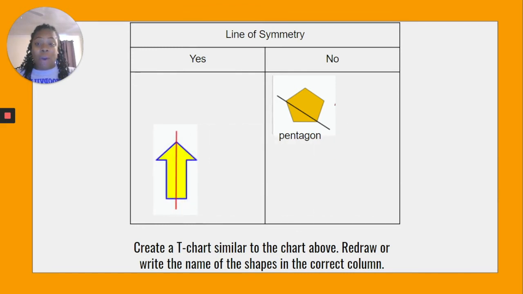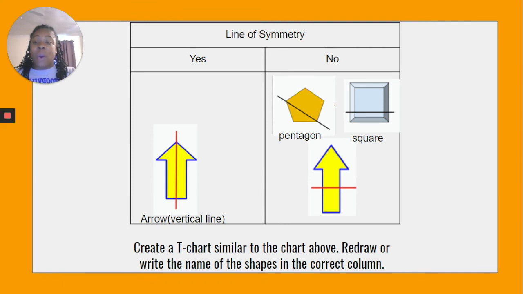Our arrow with the vertical line, I placed in the yes column because both sides show congruency. Our next shape is the square. A square, as we know from number 1, has 4 lines of symmetry. But look at the way the line of symmetry was drawn. The top does not match the bottom. They do not mirror each other. And for that, I had to put it in the no column because the line of symmetry does not show congruency.